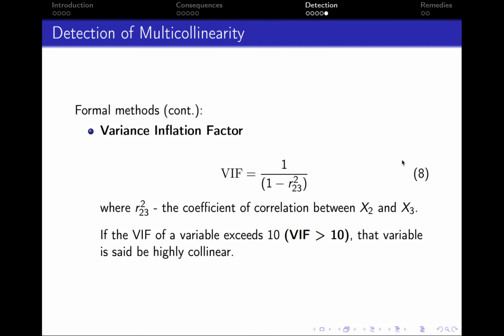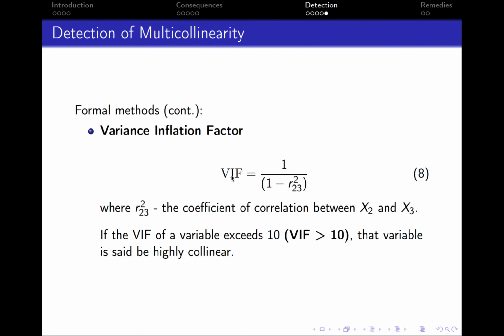And the last formal method that I would like to present is the so-called variance inflation factor. This is an example of how it can be calculated quite easily. So this is just 1 over the difference between 1 and r squared, where r squared is the coefficient of correlation between x2 and x3. Luckily for us, we don't need to calculate variance inflation factors ourselves. They are automatically calculated by the software.